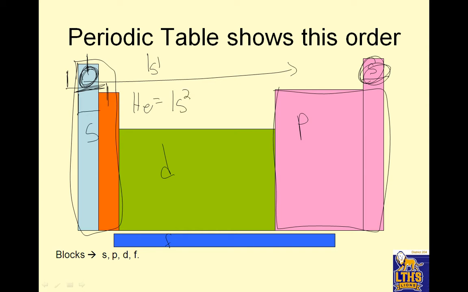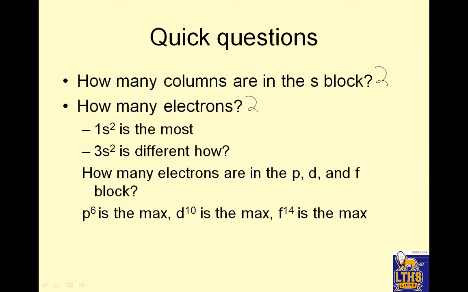Then if I have, what's below hydrogen? Lithium. Lithium would be those two, 1s2. Now I'm in the second row, S block, one, 2s1. So 1s2 is the most electrons S can hold. 3s2 is different how? 3s2 is the third energy shell, or third energy level.